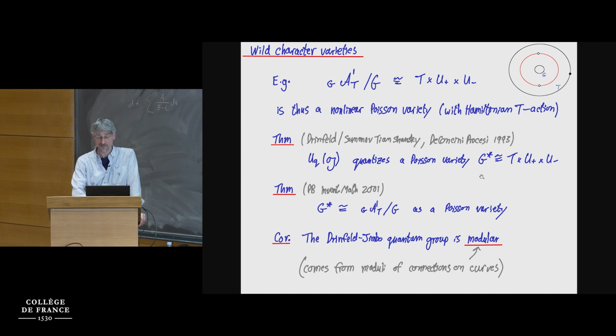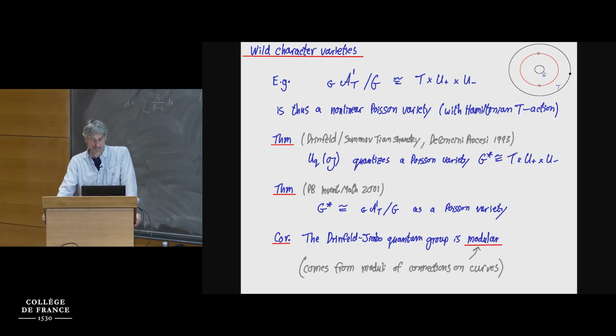So yeah, the gauge theory way to get the Poisson structure gives the same Poisson structure as what Drinfeld and people get from the quasi-classical version of the quantum group. This was proved a while ago, and so in particular, this is how these G braid groups occur in moduli of connections on curves, that the Drinfeld-Jimbo quantum group is the quantization of a wild Betti space. So it's modular in that sense.